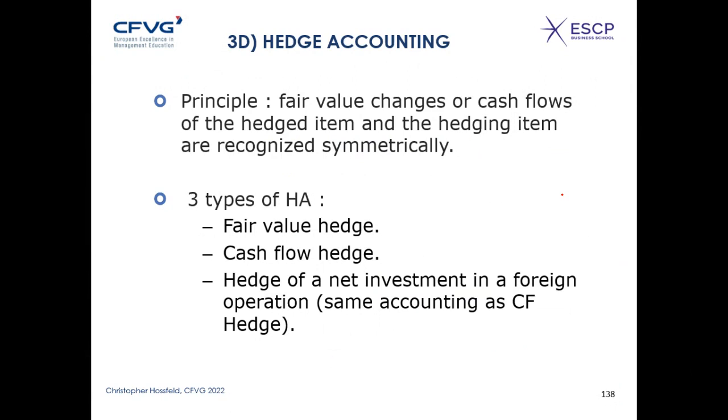There are different ways companies do hedging, but in order to qualify for hedge accounting, we have to fulfill a certain number of conditions that we mentioned yesterday. In IFRS, 3 forms of hedge accounting are accepted: fair value hedges, cash flow hedges, and hedge of a net investment in a foreign operation. This last one has the same accounting treatment as a cash flow hedge, and therefore I will not present it specifically.